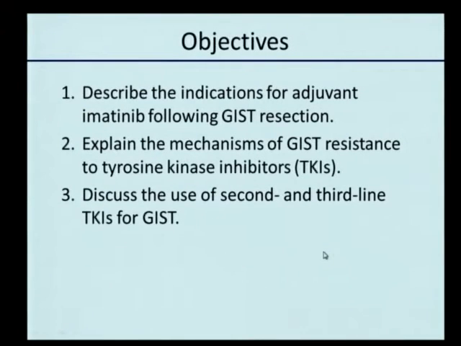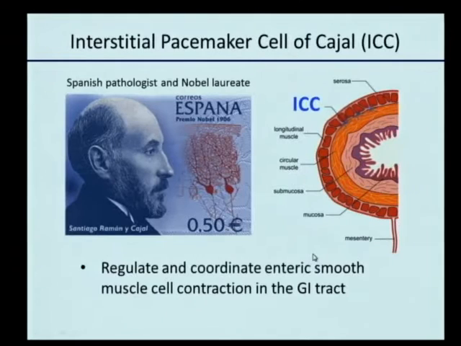So the objectives I have for today are threefold. One is to describe the indications for adjuvant imatinib following GIST resection. The next is to explain the mechanisms of GIST resistance to tyrosine kinase inhibitors. And the third is to discuss the use of second and third line tyrosine kinase inhibitors for GIST.